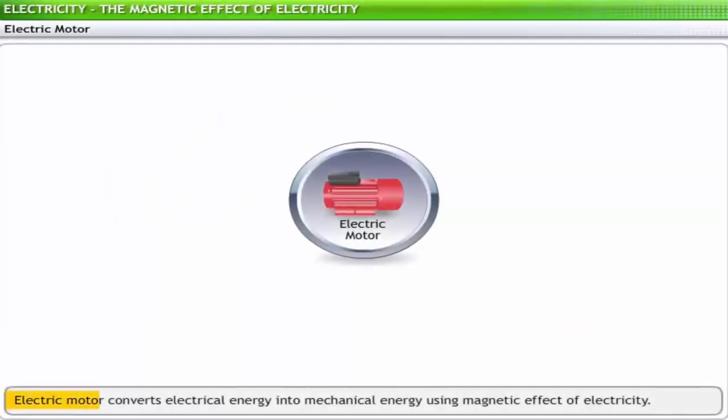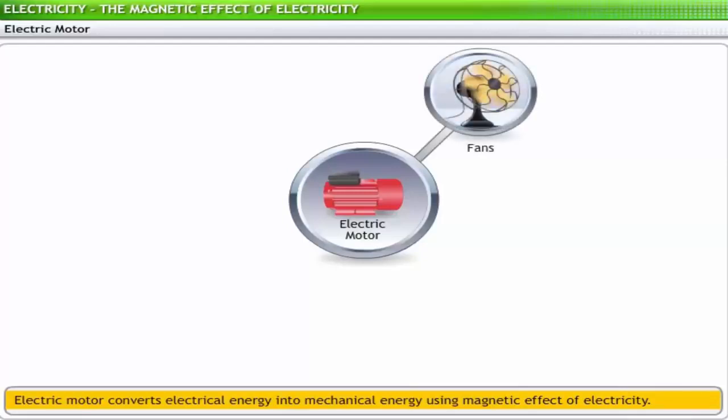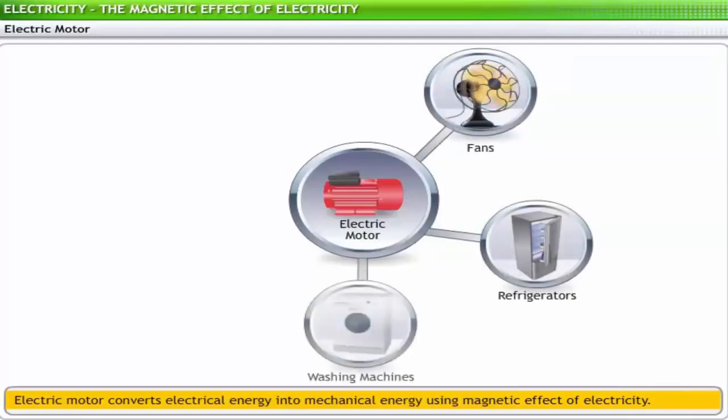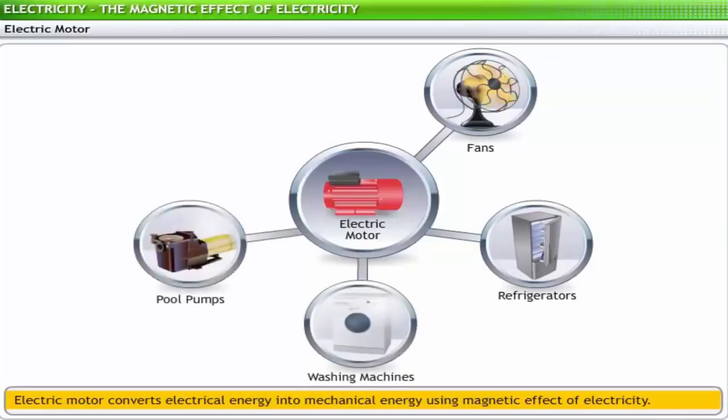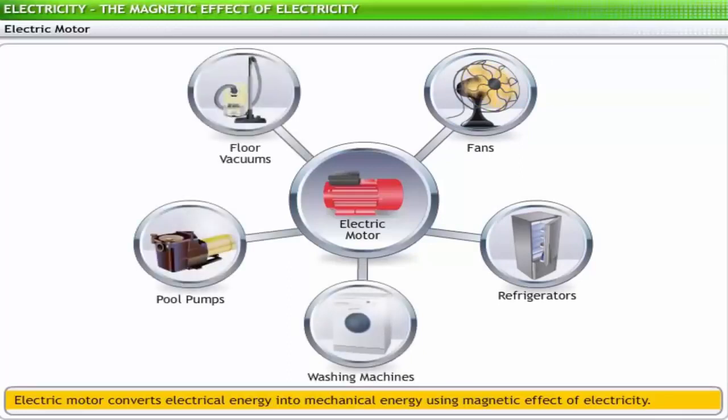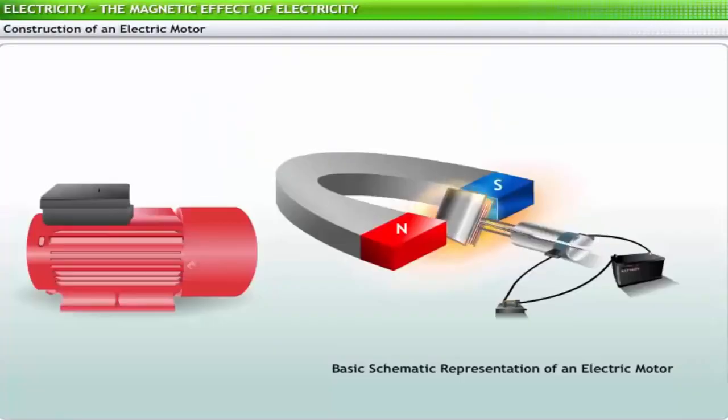An electric motor converts electrical energy into mechanical energy using the magnetic effect of electricity. You find electric motors in household appliances such as fans, refrigerators, washing machines, pool pumps, and floor vacuums. An electric motor is built on the principle that a current-carrying coil rotates when kept in a strong magnetic field as it experiences torque.